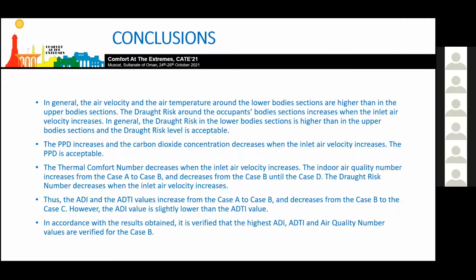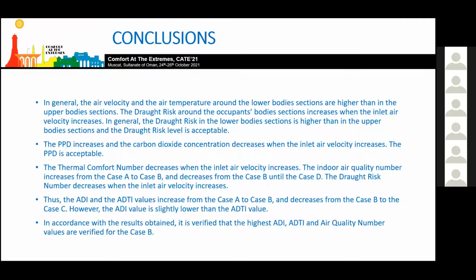The thermal comfort number decreases when the inlet air velocity increases. The indoor air quality number increases from case A to B and decreases from case B to D. The drug risks number decreases when the inlet air velocity increases. Thus, the ADI and the ADTI values increase from case A to B and decrease from case B to C. However, the ADI value is lower than the ADTI. So I suggest using the ADTI to evaluate the ventilation air conditioning systems in this case.